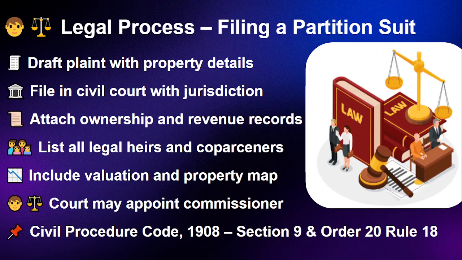The court may appoint a commissioner to inspect the property and submit a report. This helps in physical division or sale if partition by metes and bounds isn't feasible. The suit must be framed under Section 9 and Order 20 Rule 18 of the Civil Procedure Code, 1908. You can also request interim relief to prevent sale or transfer during the proceedings. If the property is mortgaged or under litigation, disclose it up front. Transparency strengthens your case and avoids delays.